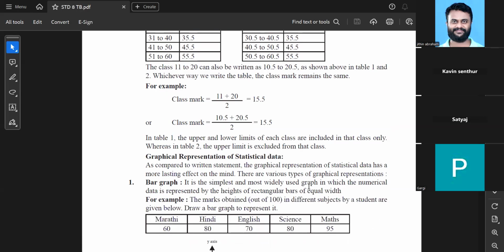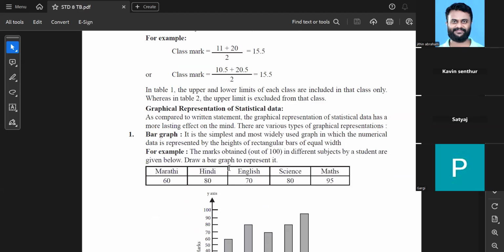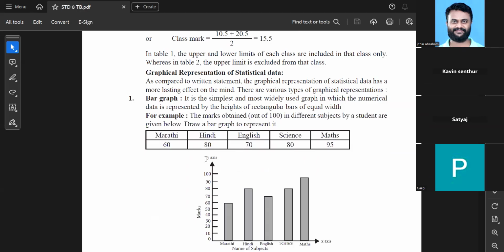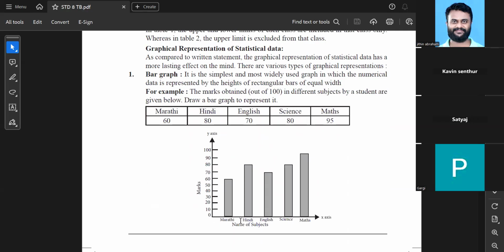So what we were discussing is graphical representation. The first type of representation is the bar graph, where we show the data in terms of bars. The height of the bar is the value of that particular item or class. In this case, the classification we have done is based on the subjects, Marathi, Hindi, English, and Science. The classification, or the class, comes on the x-axis, which in this case is the names of the subjects. The y-axis shows the numbers covering the values of the subjects. In this case, we have covered the numbers from 0 to 100.